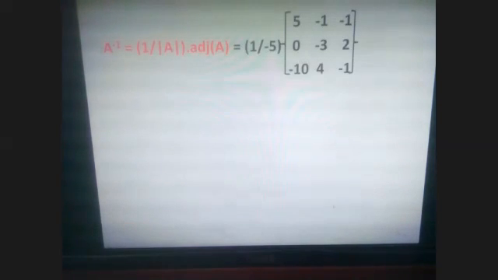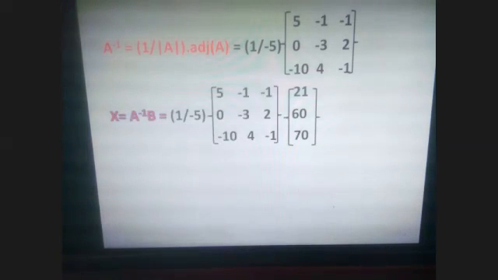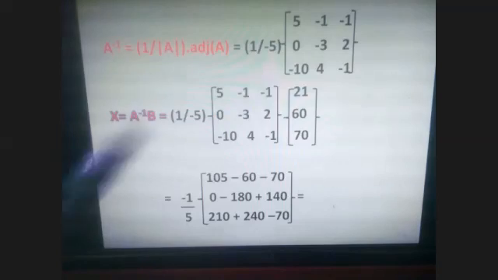That is 1 upon minus 5 into adjoint. We don't need to take the constant inside. Let the constant 1 by minus 5 be outside, no problem. So X will be A inverse B. Here we have 21, 60, 70. A inverse B is equal to A inverse, keeping 1 by minus 5 outside itself, we make the multiplication A inverse B.